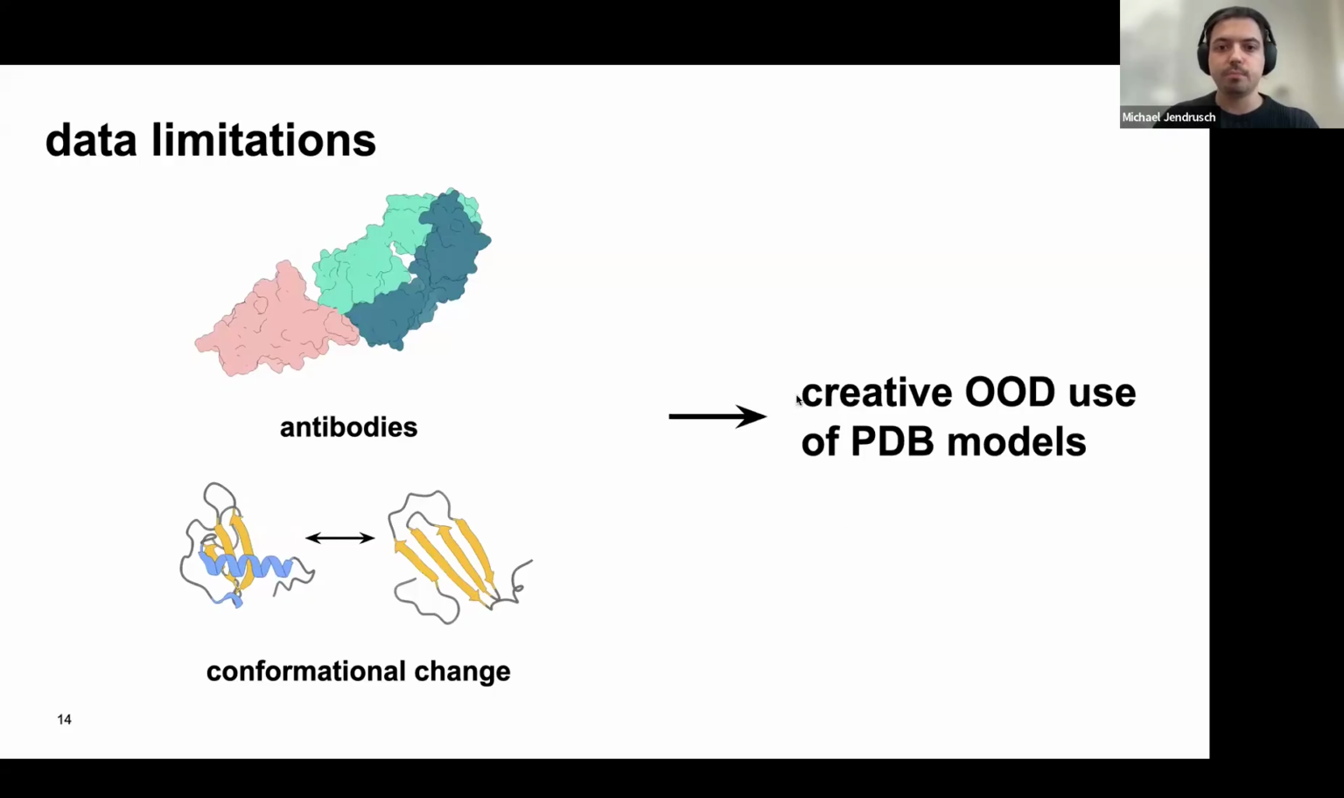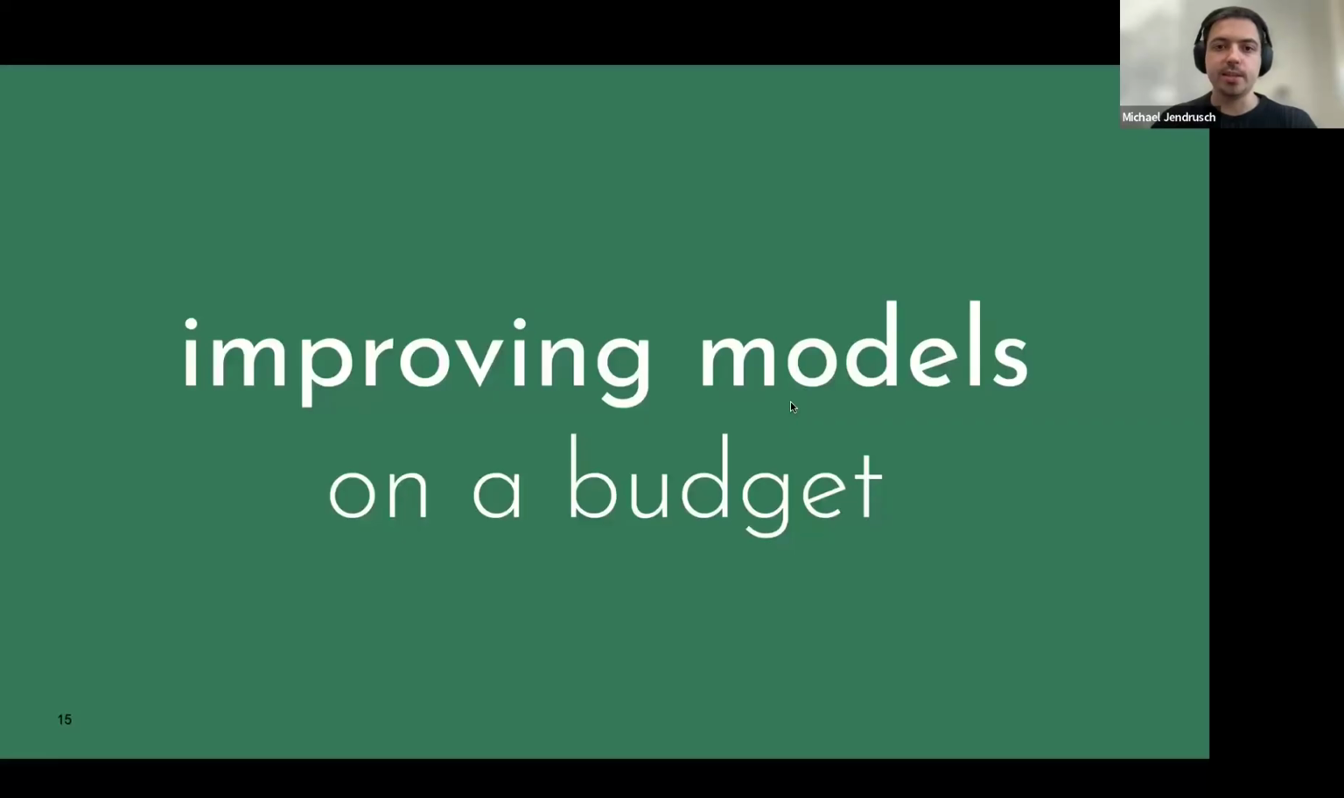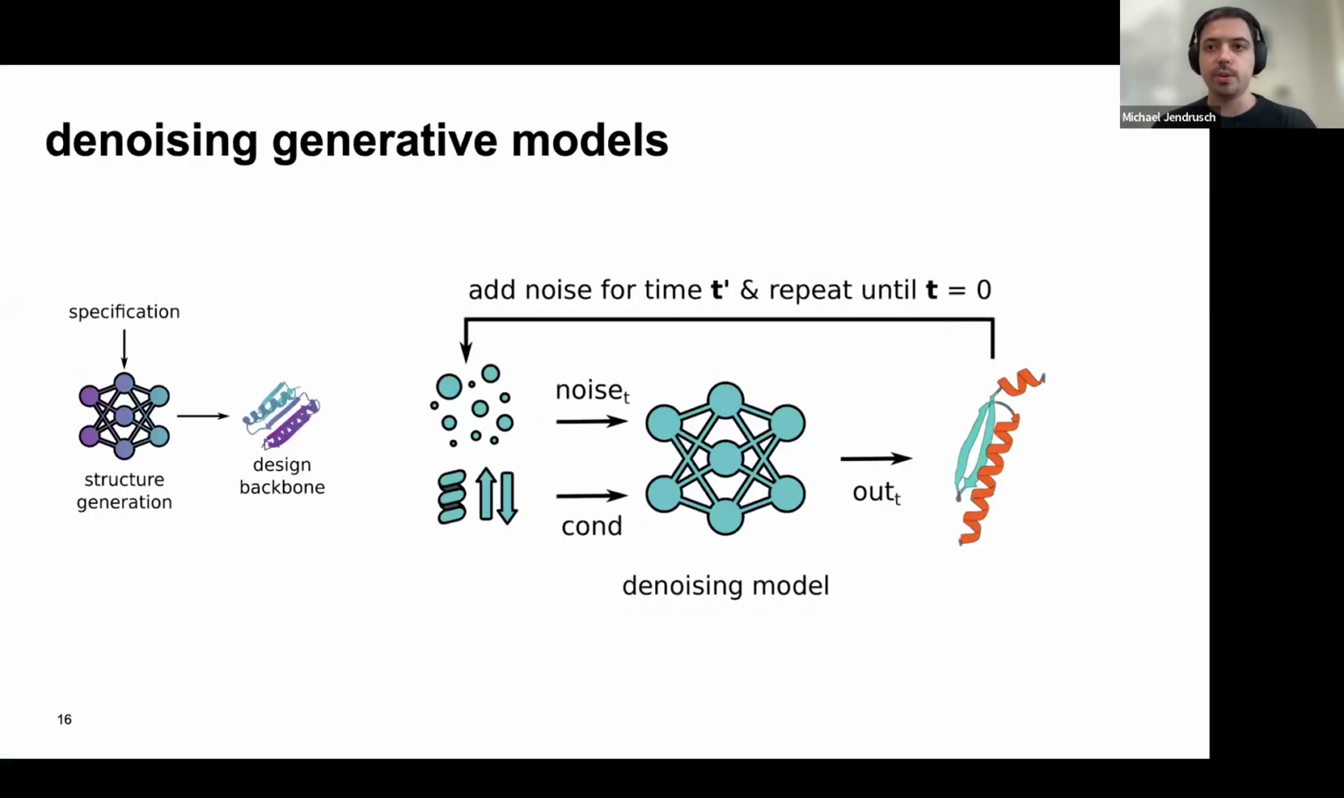Right. So how did we do this with Salad? How did we improve existing models while not having to train anything too large and staying within the compute budget that is available to a regular researcher, without the amount of compute available to a large company? Right. So we started with denoising generative models, so with denoising diffusion models like RF diffusion, which are trained to take noisy structures of proteins together with conditioning information and iteratively turn that into realistic protein structures.